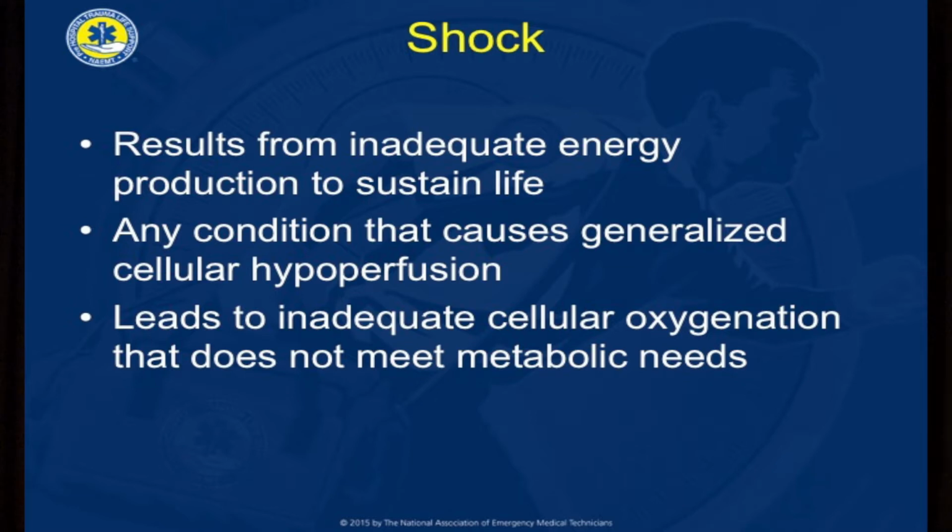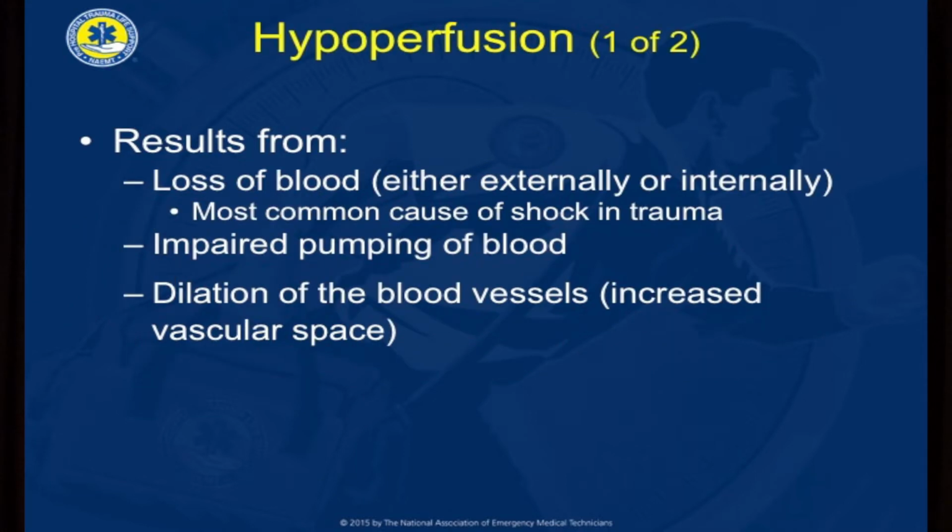Hypoperfusion could be one of the causes, and that could deliver or not deliver enough oxygen. So if we don't have enough blood flowing there, if we don't have enough pressure or volume of blood, or enough oxygenated blood getting there, then we are going to switch to anaerobic metabolism. So hypoperfusion for the trauma patient generally results from a loss of blood, either externally or internally.